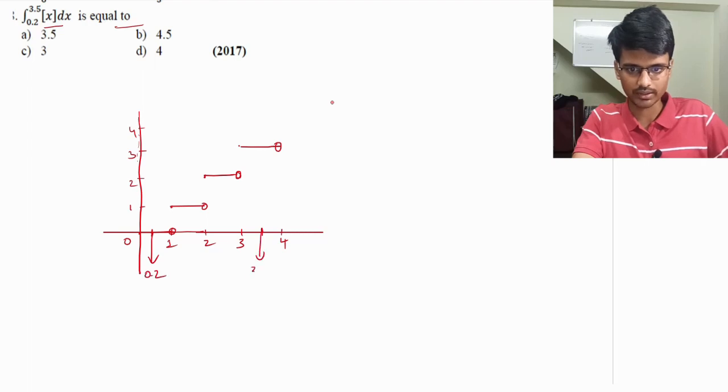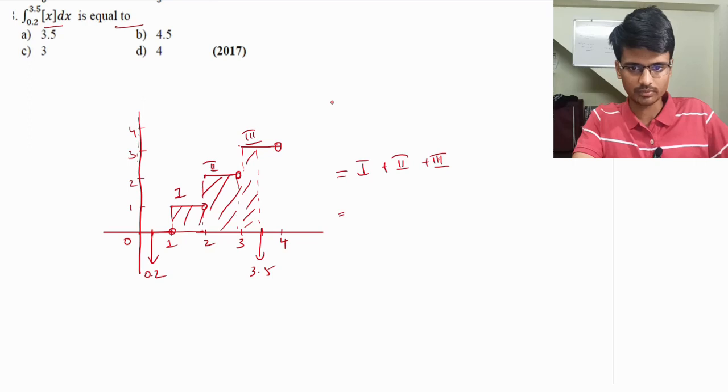0.2 and 3.5. So we need to find the area. So I can easily find out, right? These are nothing but a bunch of rectangles. So the area of a rectangle can be found out very easily. So I can call this 1, 2 and 3. I need to find the area, and that will give me the definite integral.